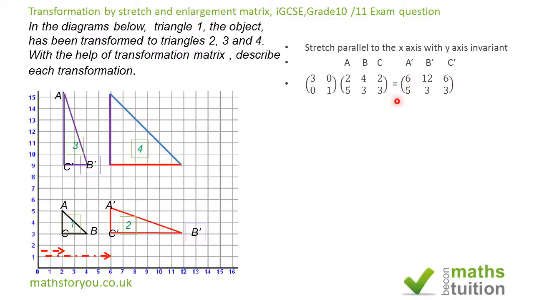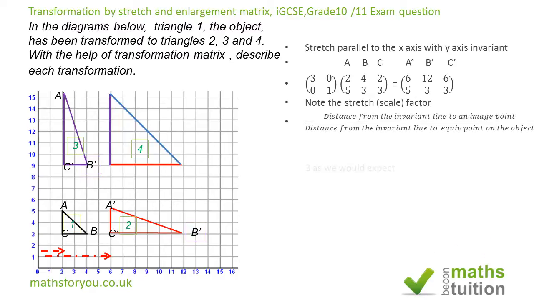So now the A prime is 6, 5, and we got 6, 5 there. And the B prime is 12, 3, and we got 12, 3 there. And C prime is 6, 3, and we got 6, 3 there. So we're right. So 1 to 2 is a transformation by stretch with a stretch factor of 3 parallel to the x-axis, and the invariant line is the y-axis.